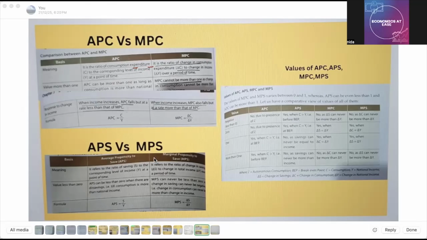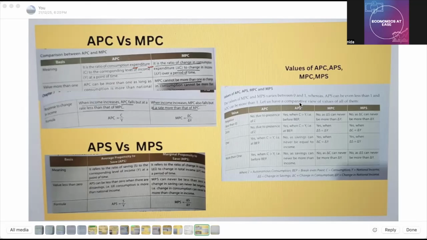Then APS versus MPS, meaning here it refers to the ratio of saving to the level of income, right? And here marginal propensity to save is the ratio of change in saving with the change in total income. Okay, change में आएगा difference, हमेशा marginal में हमेशा याद रखिएगा. Value can be less than 0 when there are dis-savings, okay, because of autonomous consumption. And MPS can never be less than 0 because it varies between 0 to 1. Okay, and you can write the formula also.